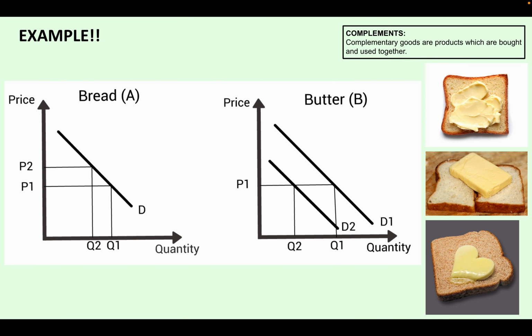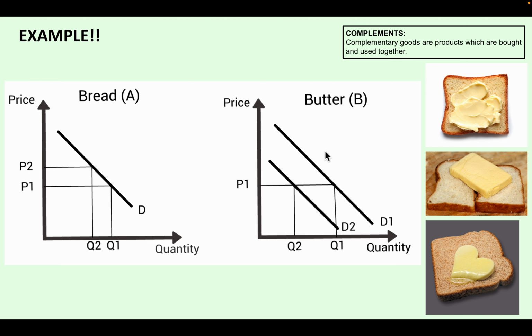Okay, moving on, here is an example with complements. Complementary goods are products which are bought and used together, just like bread and butter, right? The bread and butter doesn't look so appetizing in the pictures that I chose. For instance, this bread manufacturer is like, I'm going to raise the prices to P2, right? And not a lot of people want to buy it anymore. They're like, wow, I don't want that.